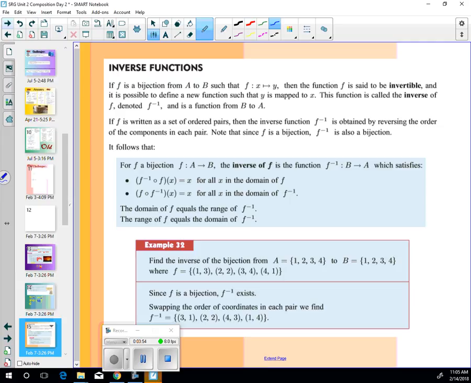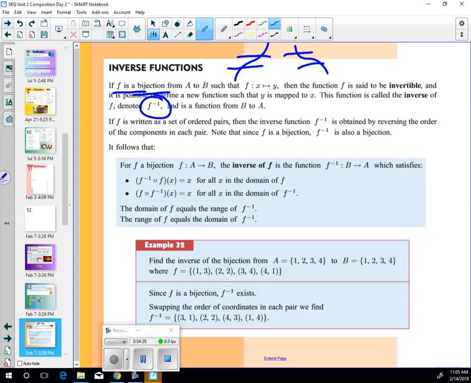Inverse. Inverse is, if f is a bijection, the two things it has to have, an injection, means it's always increasing or always decreasing, or it passes the horizontal line test. Then the function is invertible, and f to the minus 1 is our symbol. You're familiar with that. If f is a bijection, then the inverse is a function.